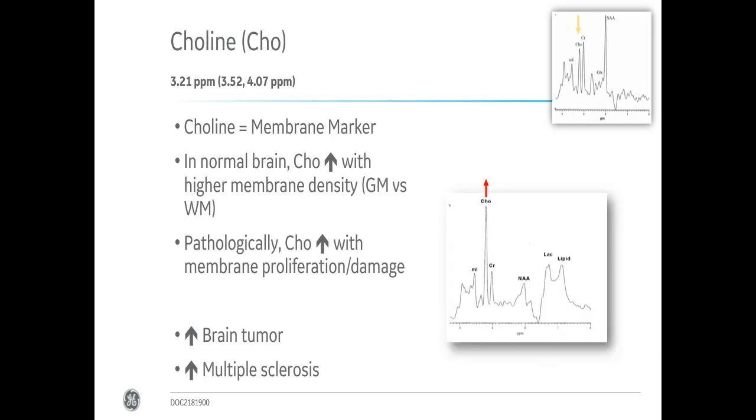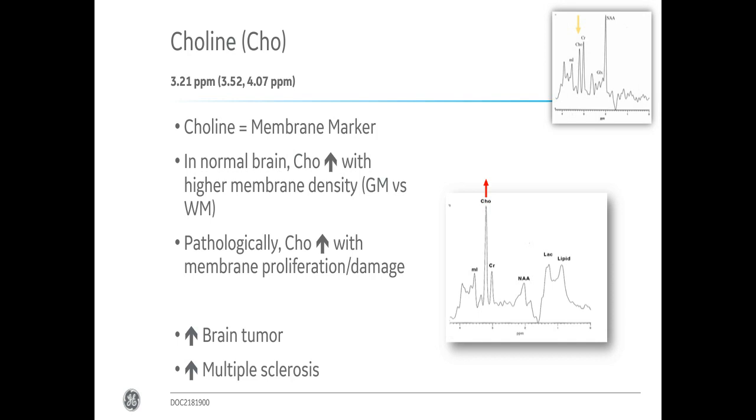So choline, the next one, is very close to creatine at 3.2 ppm. We see choline as a membrane marker, and therefore choline increases with the increase in membrane density. So if you look at gray matter versus white matter, we see a bit more choline in white matter as there is a higher membrane density.